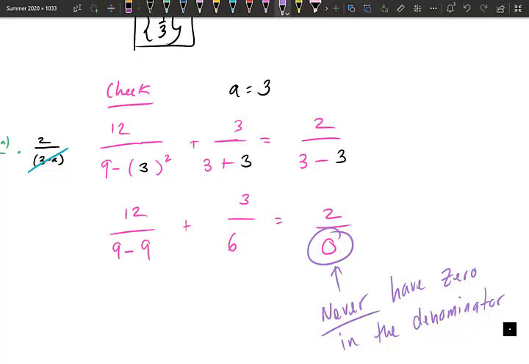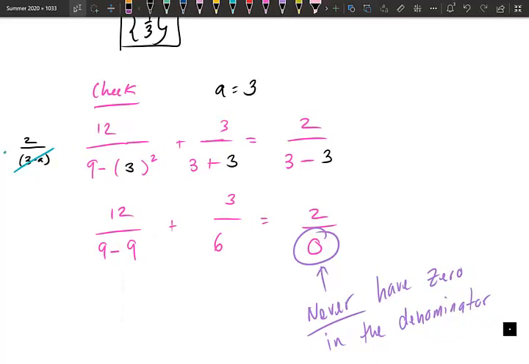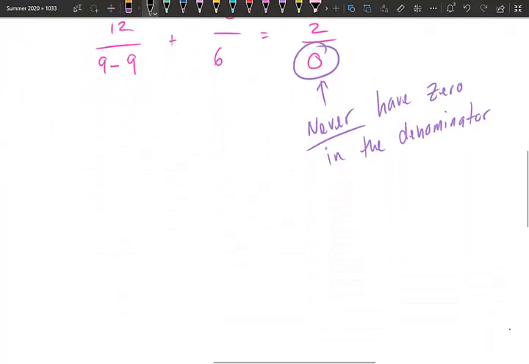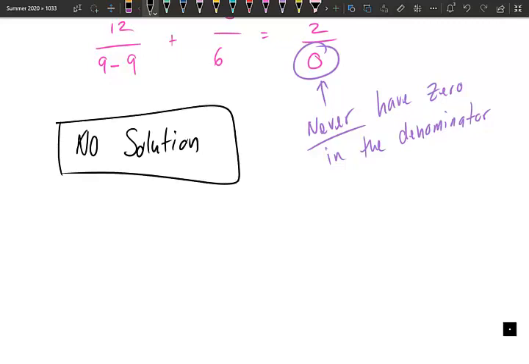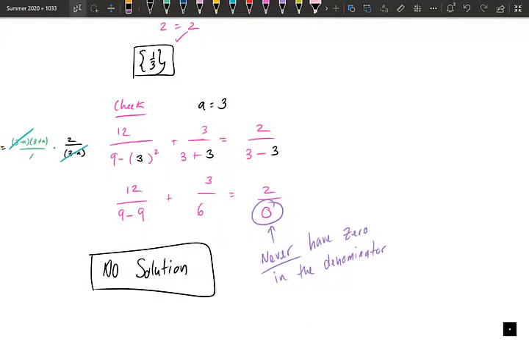It's not good to create that type of gravitational pull. Anyways, because we have 0 in the denominator, we automatically can say, nope, 3 does not work, no solution. See why you've got to check your answers? Don't forget to check your answers because sometimes they don't work. They're called extraneous solutions, and we'll talk more about them later through the semester.